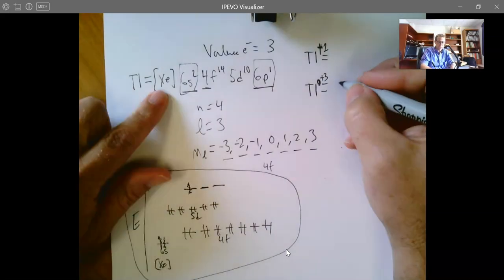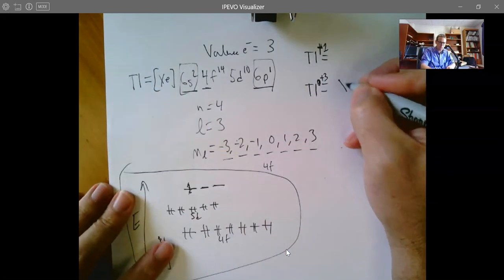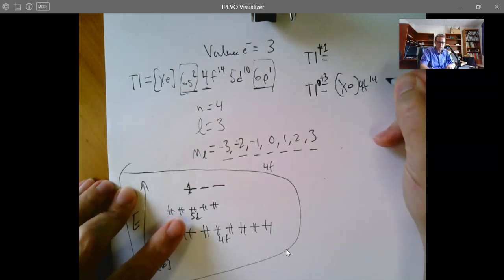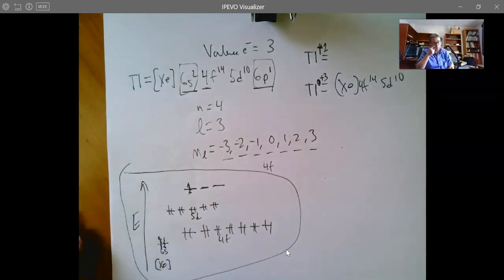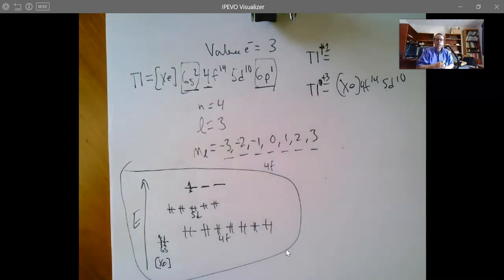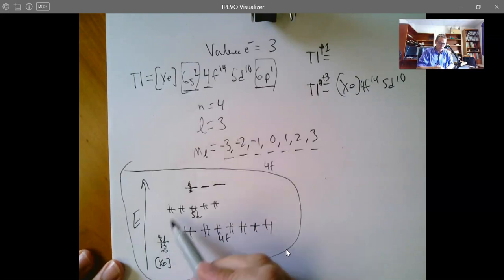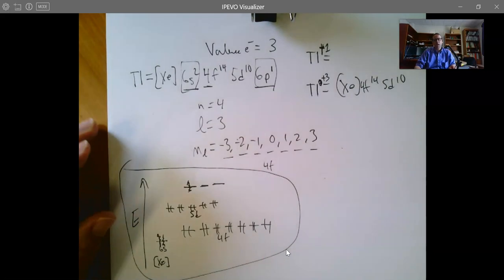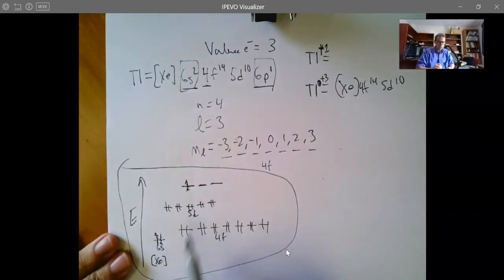Very good. So the electron configuration for the thallium +3 ion would be xenon, 4f14, and 5d10. Okay, good job. Now, somebody might have predicted that you just lose one here and form a +2 ion, and that's a possibility as well. But these are the tools that we use.